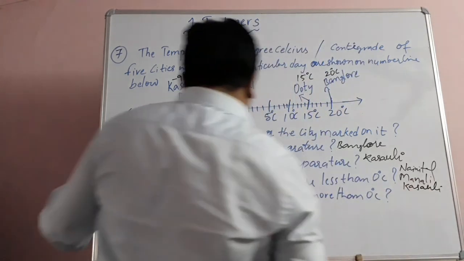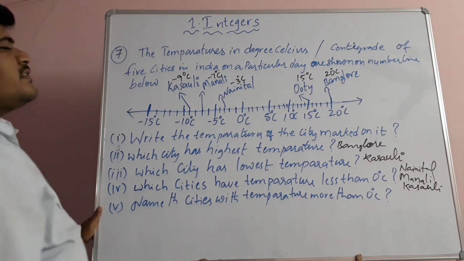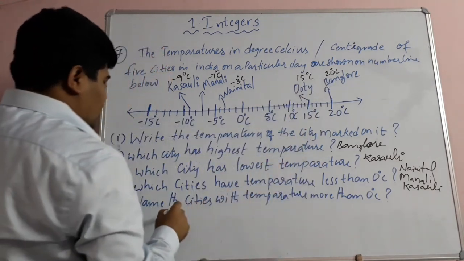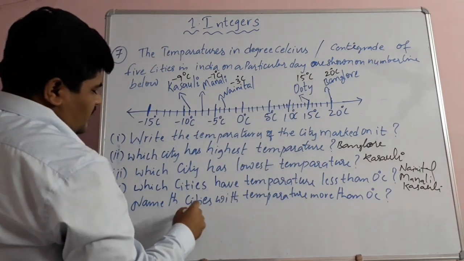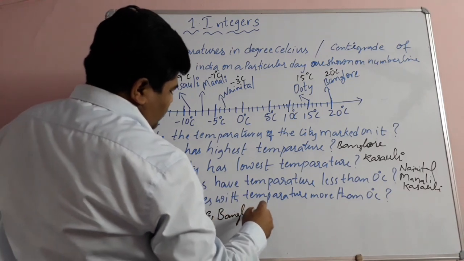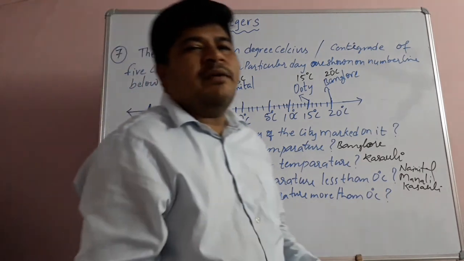Okay, now last question. Name the cities with temperature more than 0 degrees Celsius. More than 0 degrees Celsius, right side to 0. What are the cities, children? Ooty and Bangalore. Okay, Ooty and Bangalore, children. So this is the way to write the answers, children. So with this problem, we have completed exercise 1.1, children.